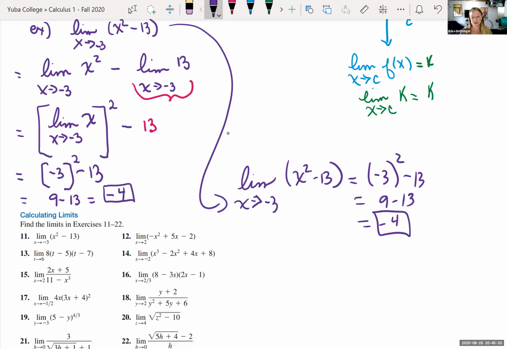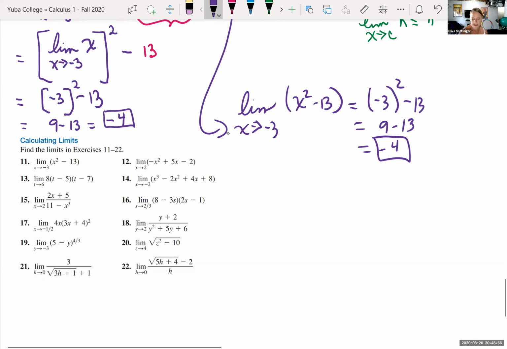So much faster, so much easier. But the reason why we can do this like this is because of all of these rules above. And so for these polynomials, we can just go in and substitute in the value wherever we have that value for x. The only thing you're going to have to start worrying about is if you get 0 in the denominator, then it's not going to be defined.